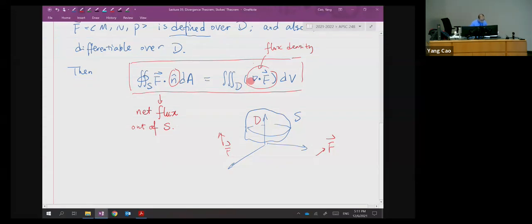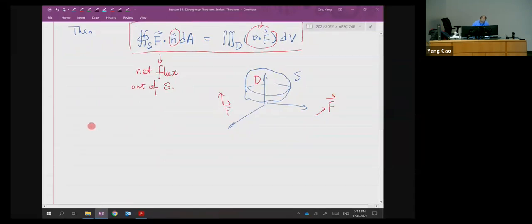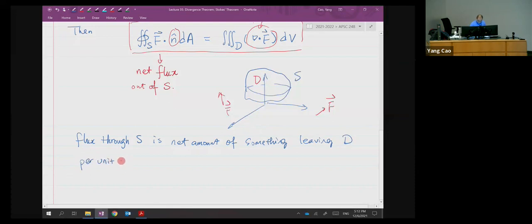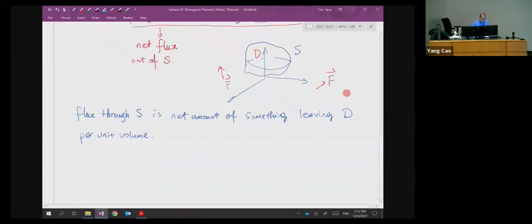If you write it more generically in lay language, the flux through S is the net amount of something, let's say a fluid, or whatever, something represented by the vector field, leaving this D, per unit volume. That's basically what the interpretation of the divergence theorem is all about.